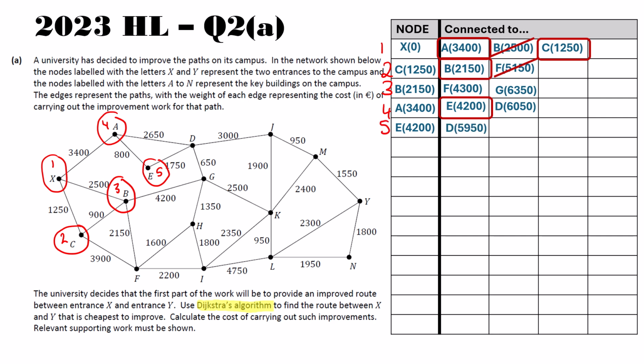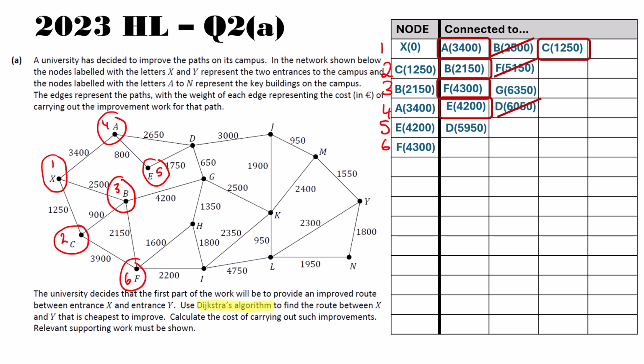And E only goes to D, so that's 5,950, which is smaller than the current value we have from A to D, so we're going to cross that A to D out. We now have 3 working nodes, F, G, and D. Our smallest value of those is going to be F, so F gets locked in as node 6.